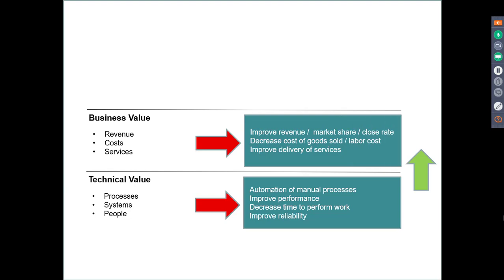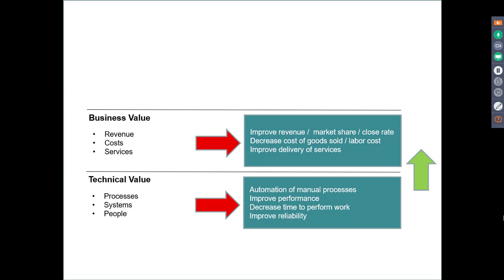So some examples are improving revenue, increasing market share, improving your close rate, decreasing costs, any type of costs, and improving the delivery of services. Your customers are maybe a business owner and they deliver some sort of service. They could literally deliver packages, and you're helping them deliver packages faster. But don't get caught up on the word delivery. Your customer can bake cakes, and you help them bake better tasting cakes or more cakes, or the cakes look better. That's the delivery of their service.